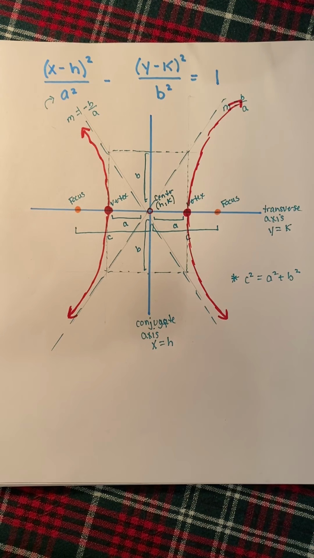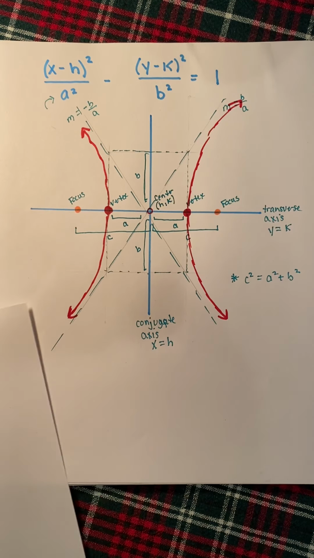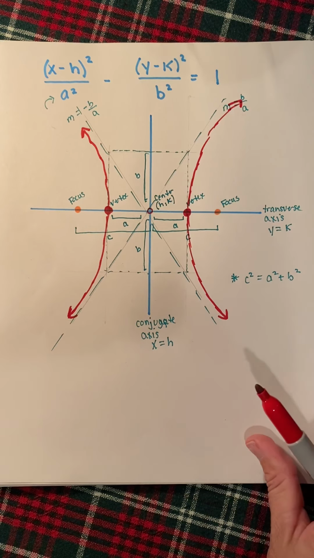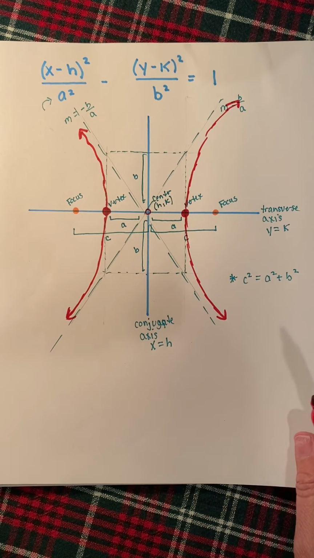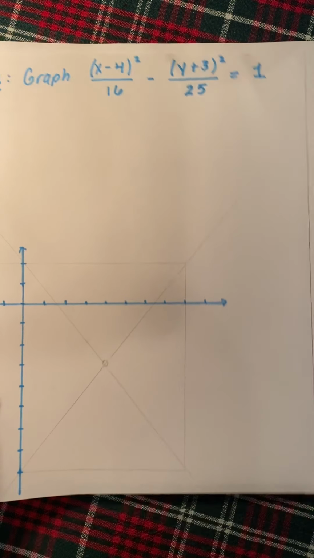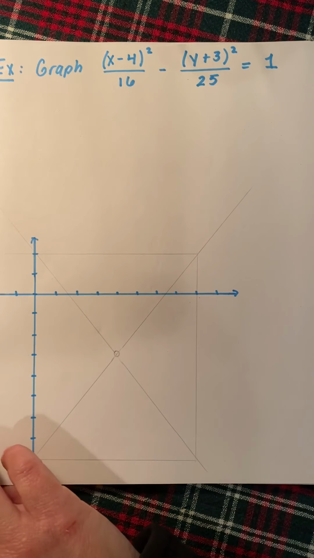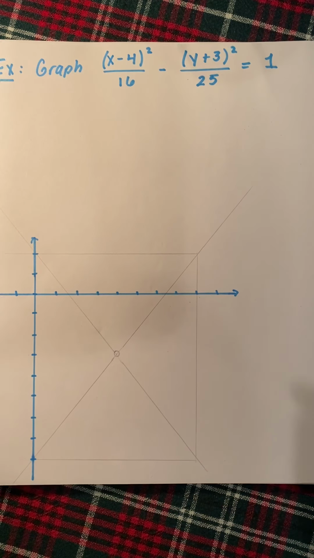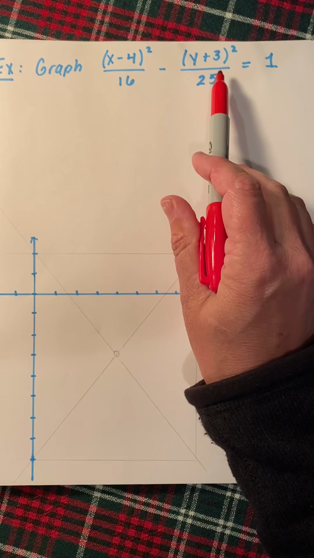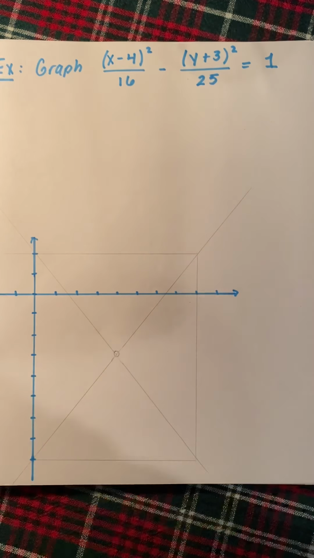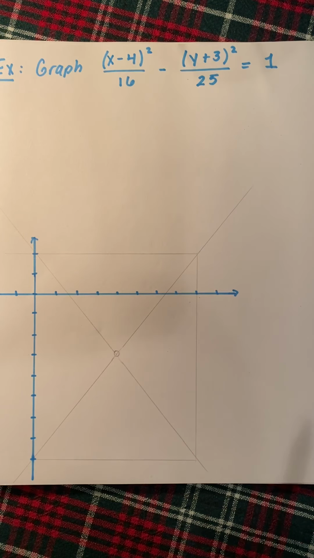Let's graph one before we go to the vertical hyperbolas, before we mumbo jumbo our brain with more of this. So let's suppose this was my example. I'm going to keep going back and forth between these two. We are going to graph (x minus 4) squared over 16 minus (y plus 3) squared over 25. Now, how do you know if this is horizontal or vertical?